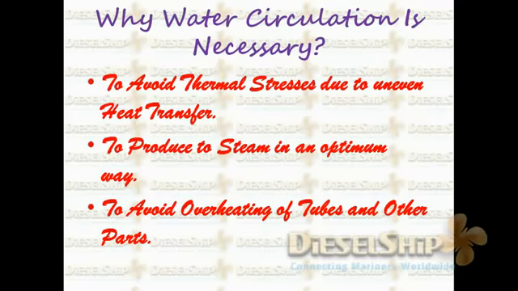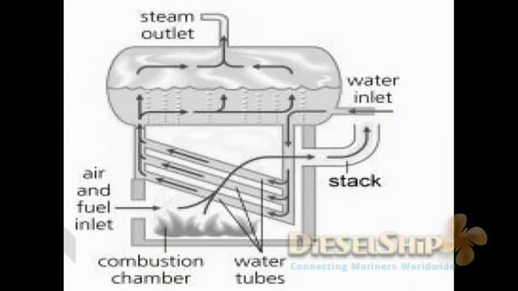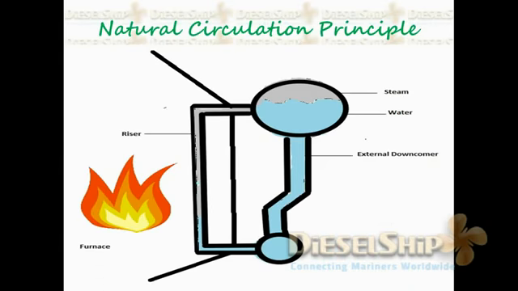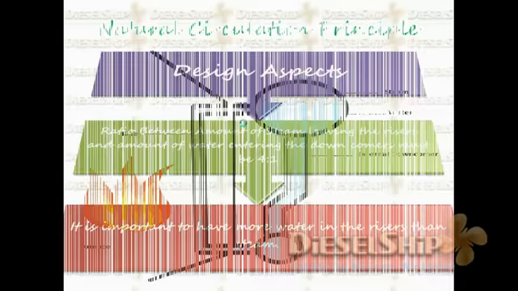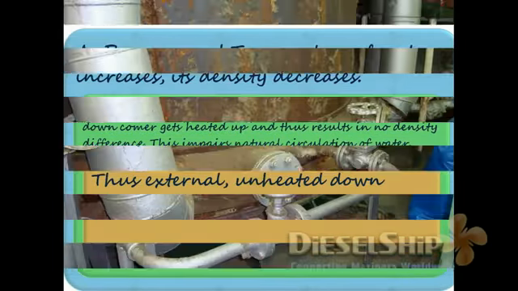In the external downcomer, the relatively cold water, which has a higher density than what is inside the generating tubes, comes down. The density difference between the cold water and the hot water over here is huge, so this naturally gets circulated. That's why it's preferred to have an external downcomer.